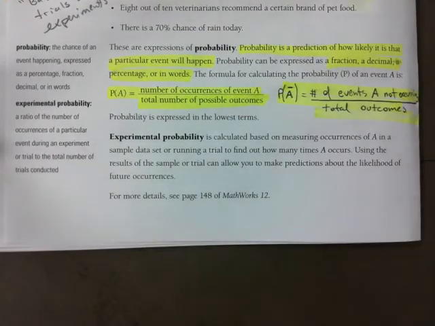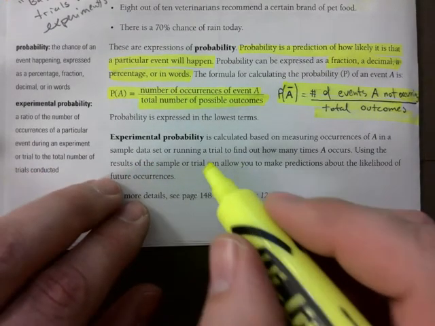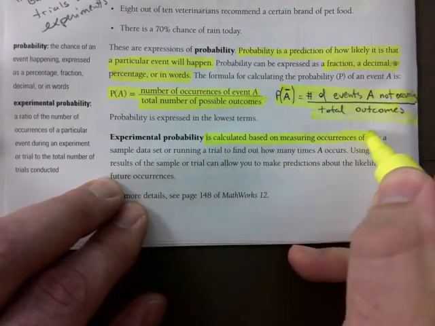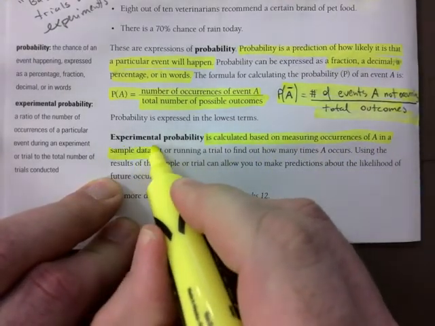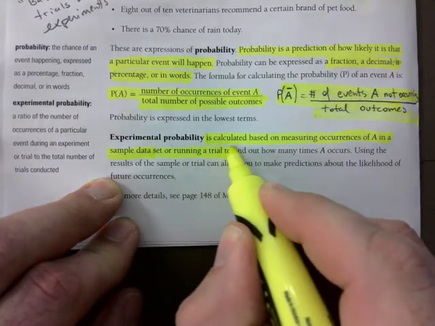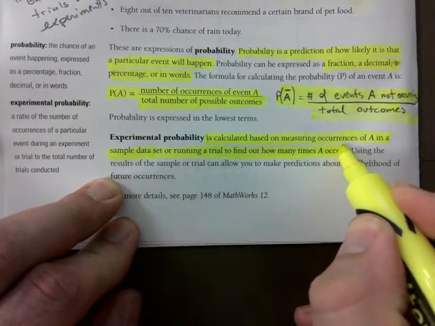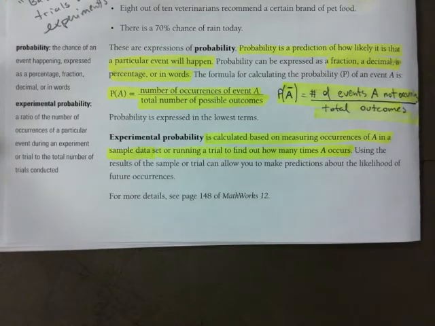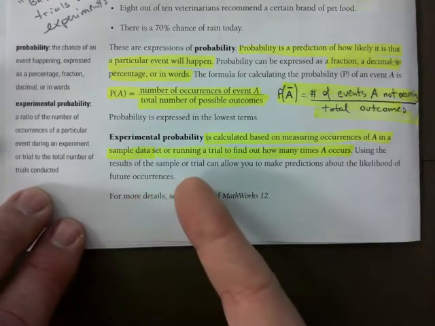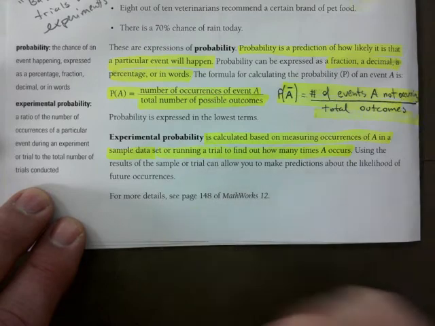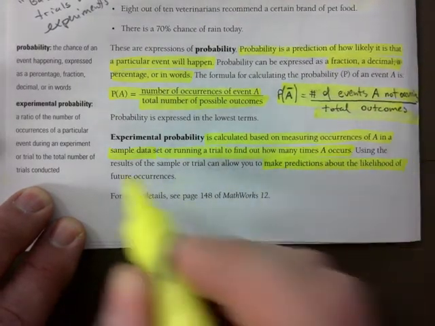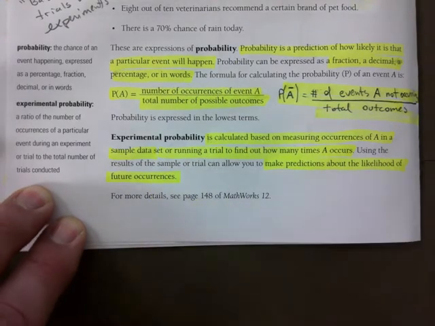Keep your highlighter handy. Experimental probability is calculated based on measuring occurrences of A in sample data or running a trial to find out how many times A occurs. Okay. Using the results of the sample, you can make predictions about the likelihood of future occurrences.